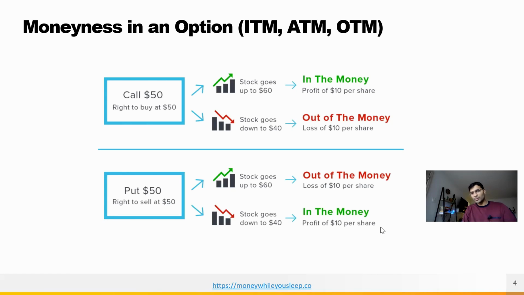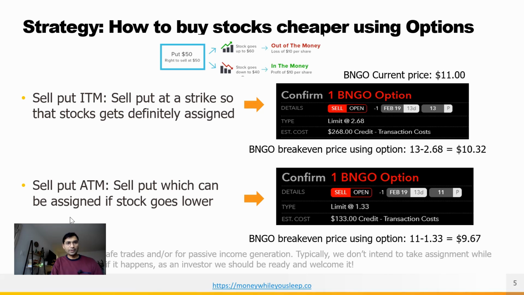This is the concept we are going to use in this particular strategy, and I'll show you how we are going to use it to buy stocks cheaper. You remember we covered this example of a put, where a buyer of a put is going to make money or lose money depending on the stock price.